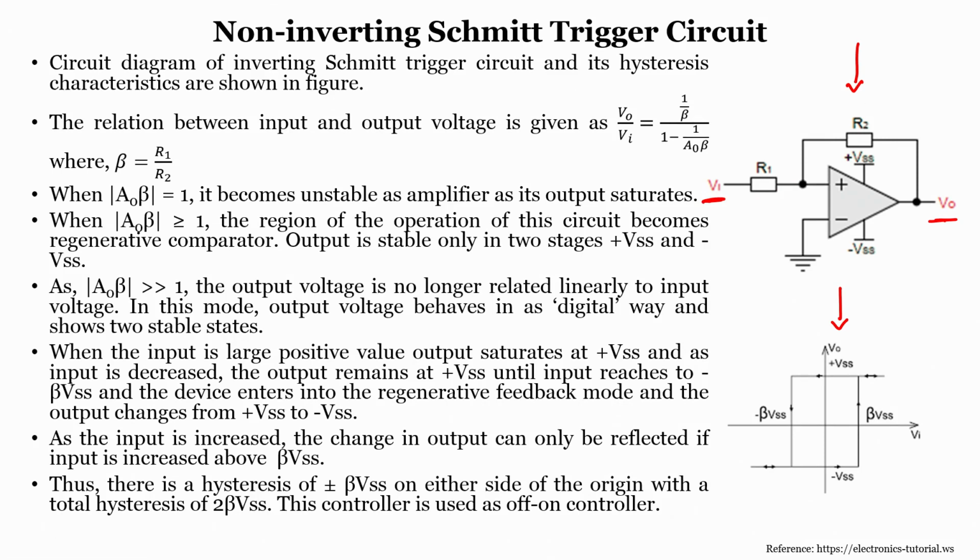Let us consider the same things that we have considered for the inverting Schmitt trigger, where first is mod of A O into beta equal to 1. In this case the circuit becomes unstable as an amplifier and its output saturates. In case of mod of A O into beta greater than or equal to 1, the region of operation of this circuit becomes a regenerative comparator and output is stable only in two states, plus V S S and minus V S S.